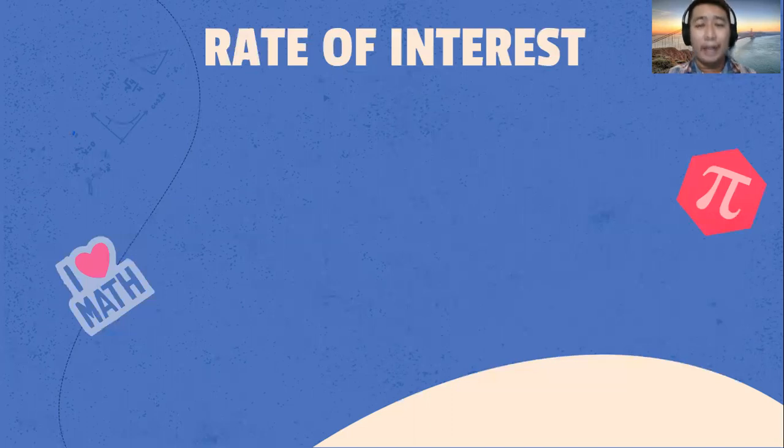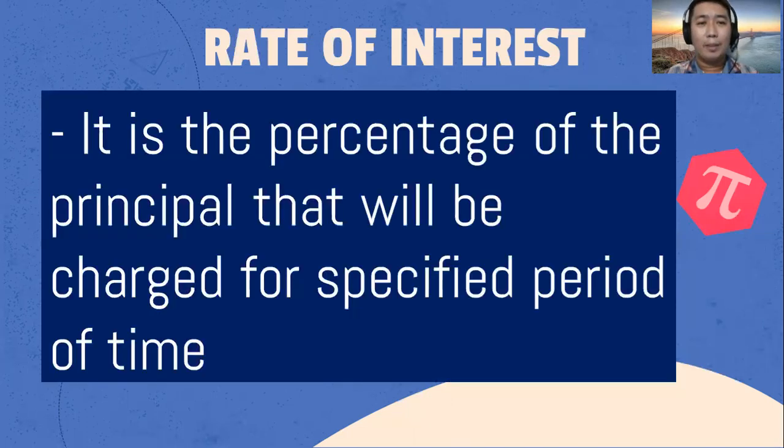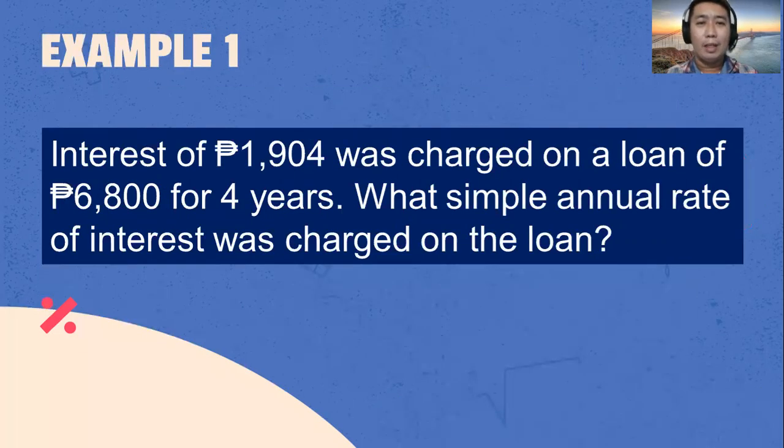What is rate of interest? Rate of interest is the percentage of the principal that will be charged for a specified period of time. Let's now try to analyze and solve the first example.